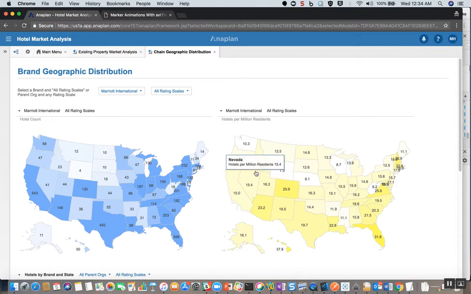On this side, I've done the math of dividing the number of hotel properties by the population in order to normalize things. As you can see, there are 13.3 Marriotts per million people here in Minnesota, whereas in these big vacation destination areas, look at that, there's almost 38 Marriotts per million residents of the state of Hawaii.